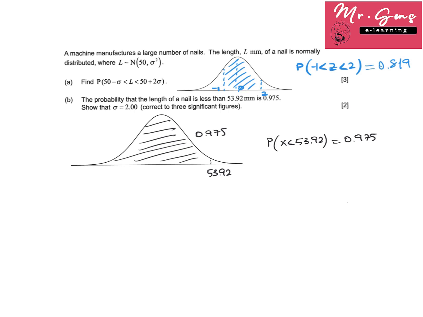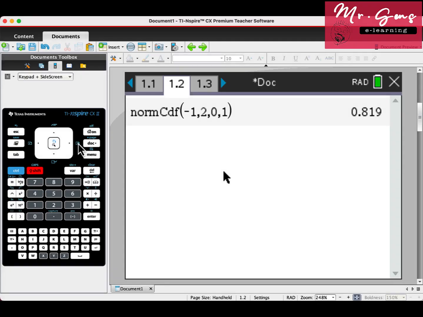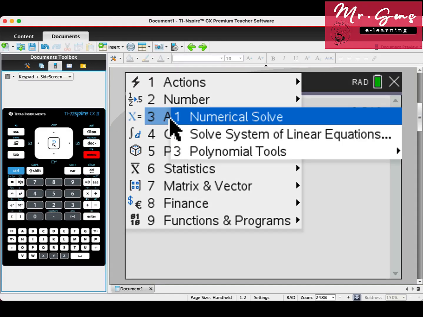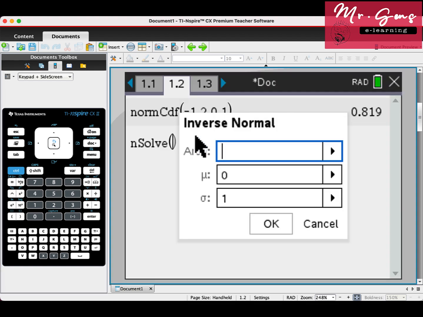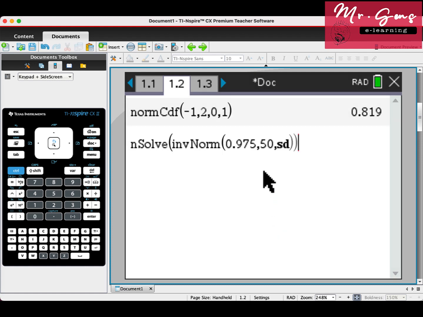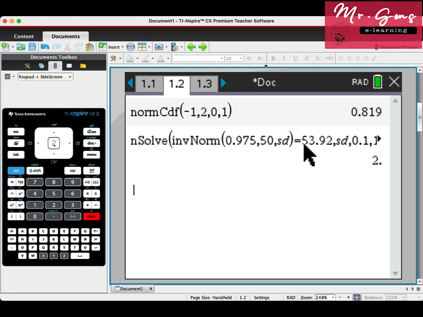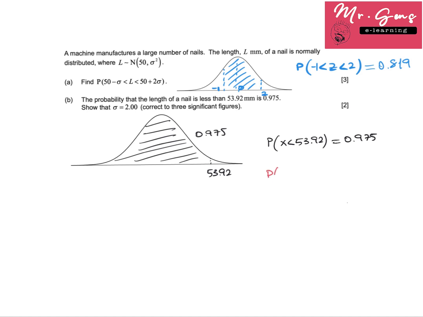If it was a find question, we would solve it this way. We know the area. We are given the mean 50. We don't know the standard deviation, but we know the quantile, and it is 2. We already know that. So that method is not acceptable for a show that question.